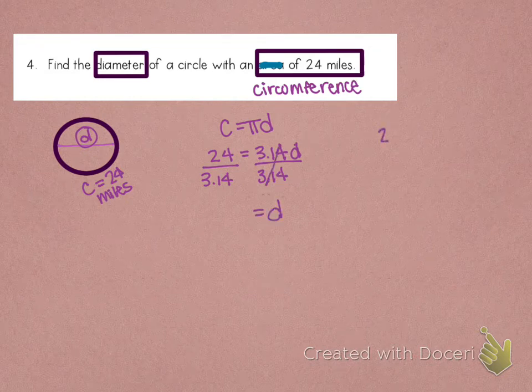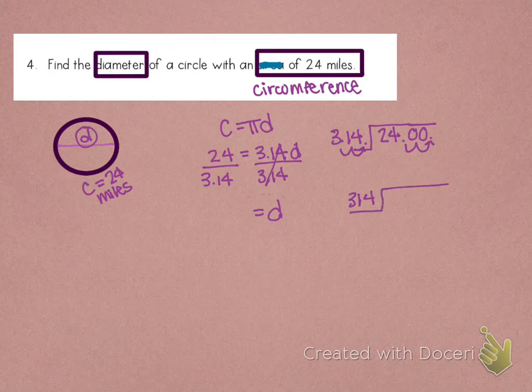And go off to the side. 24 divided by 3.14. So remember, we don't divide by decimals, so we want to move the decimal over 2 times to the right. And move the decimal over 2 times to the right. Okay, so we have 314 instead of 3.14. And we have 2400 instead of 24. You want to make sure you still move that decimal up, just in case we have to add zeros, we know where our decimal goes.